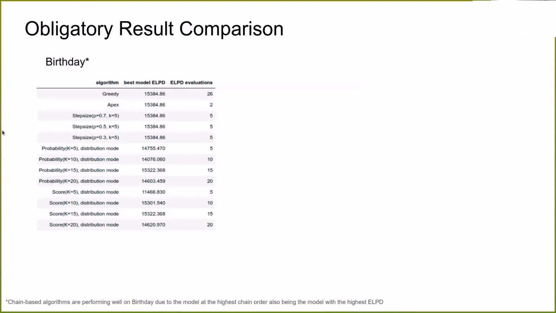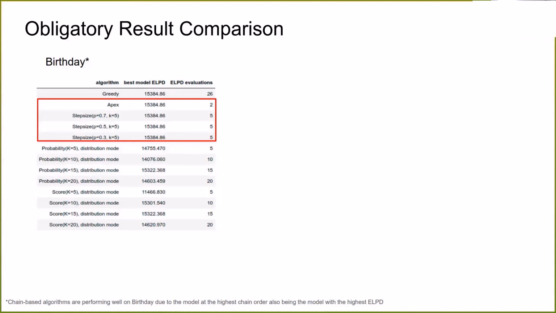And then the two chain-based search algorithms, the A-text search and the step size search, also show really good results with a small amount of ELPD evaluations. On the first hand, this looks really good, but if you take a deeper look, it's not. The only reason the chain-based algorithms performed this well is because, for this specific birthday model, the models at the highest hierarchy also happened to be the models that have the highest ELPD values. So this is pretty much a perfect setting for the chain algorithm to work.